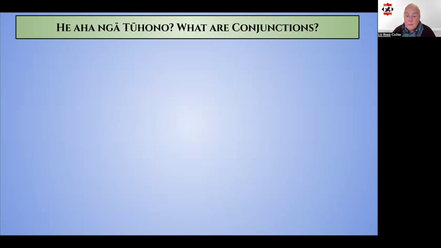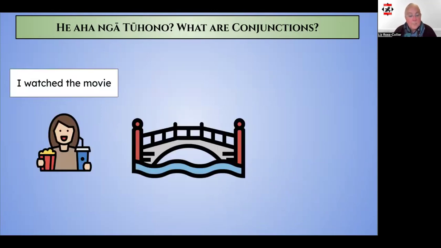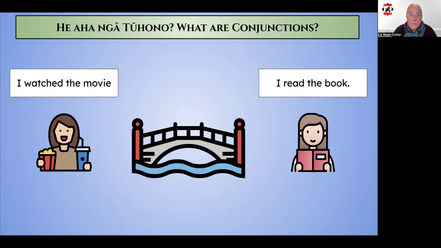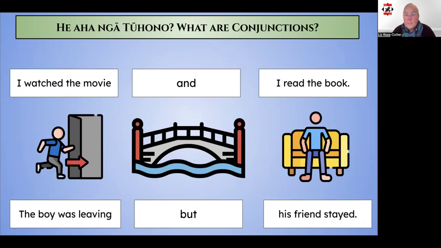The word tūhono is a great clue because the word hono means to join or connect. So we have one part of the sentence on the left-hand side of a bridge, and the other part of the sentence on the other. I watched the movie, I read the book, and the word, or sometimes phrase, that goes in the middle that joins them is the conjunction. In te reo Māori, this is called a tūhono. Here's another example. As you can see here, the words "and" and "but" are both examples of tūhono.